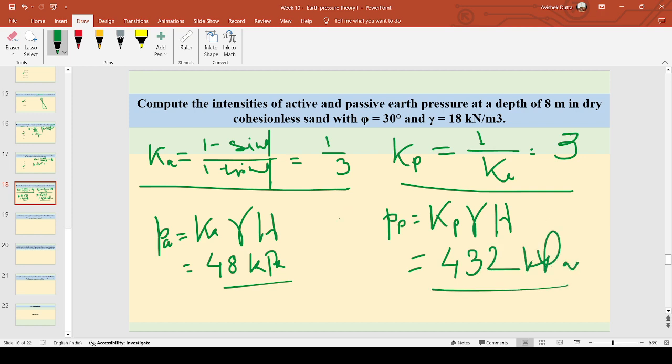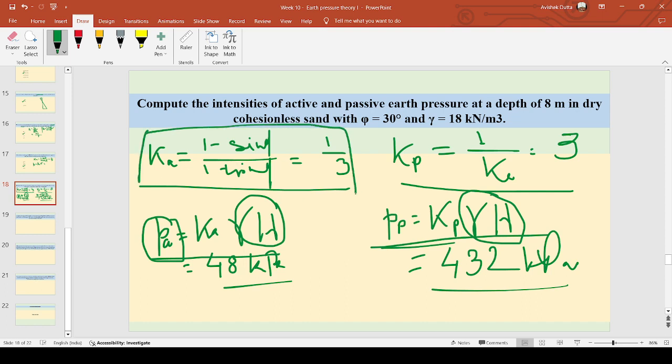So this formula will be very easy to remember. A fraction of the vertical pressure is the horizontal pressure, isn't it? Again here, a fraction of the vertical pressure is the horizontal pressure. This is a very interesting formula, and the reciprocal of this is the passive earth pressure. If you remember how to find out the coefficient, the rest will be a cakewalk. Okay. Next question.